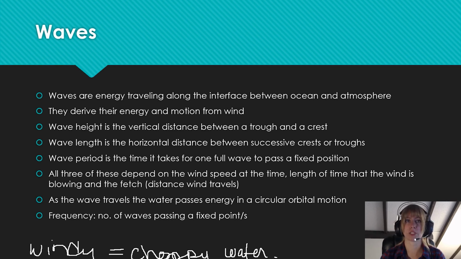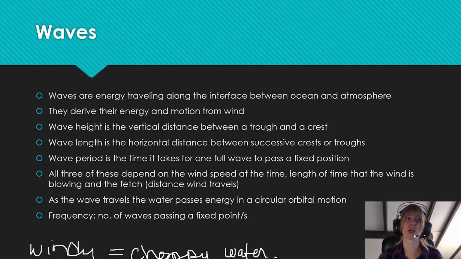So waves themselves are measured in different ways. We have wave height, which is the vertical distance between the trough and a crest of a wave. We have wavelength, which is the horizontal distance between successive crests or troughs. We have wave period, which is the time it takes for one full wave to pass a fixed position. And then all three of these depend on the wind speed at the time, the length of time that the wind is blowing, and fetch, which is the distance wind travels.